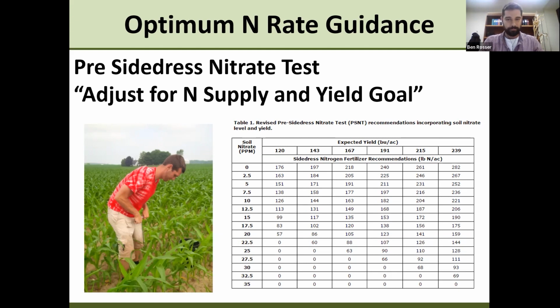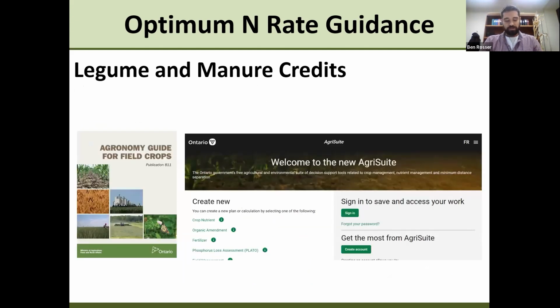The other tools you might be looking at as well are legume and manure credits. If you've got alfalfa in the rotation, you're plowing that down and you want to know what the credit is, there are credits for that as well. I think the bigger thing that maybe applies more is manure credits. There's a screenshot there of the AgriSuite website. If you go into AgriSuite, there are lots of options to estimate what your manure credits might be based on your system. Again, I'll get into that a little bit more later on, but that's where you would go to find the manure credit website.